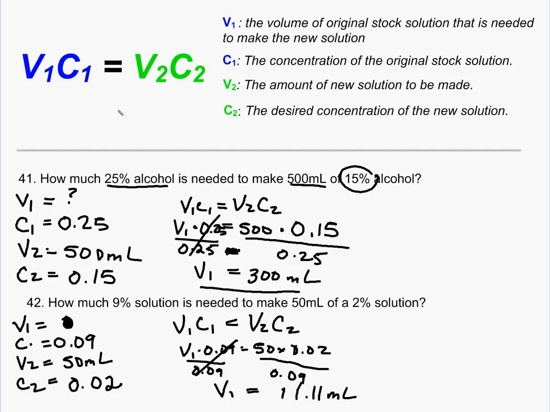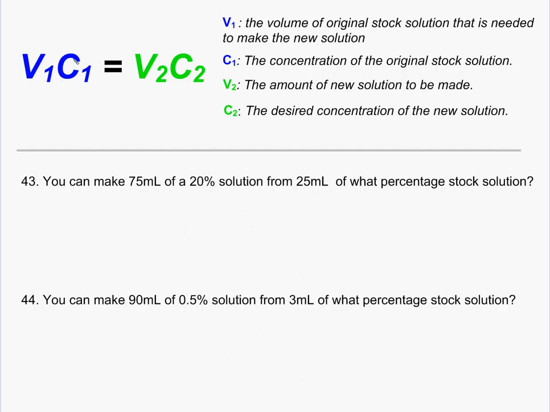Okay. And the last two ones. So 43 and 44 are a little bit different because this time they give you what the volume and the concentration is for the stock solution, but this time, it's the same actually. You're still looking for the percentage of stock solution.